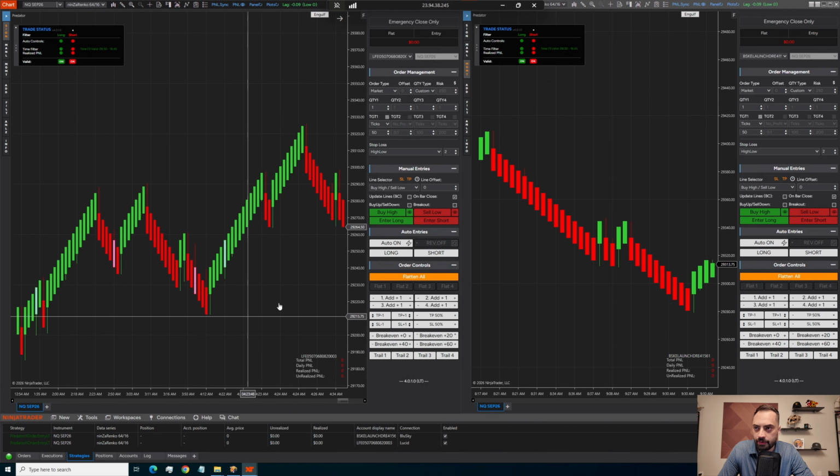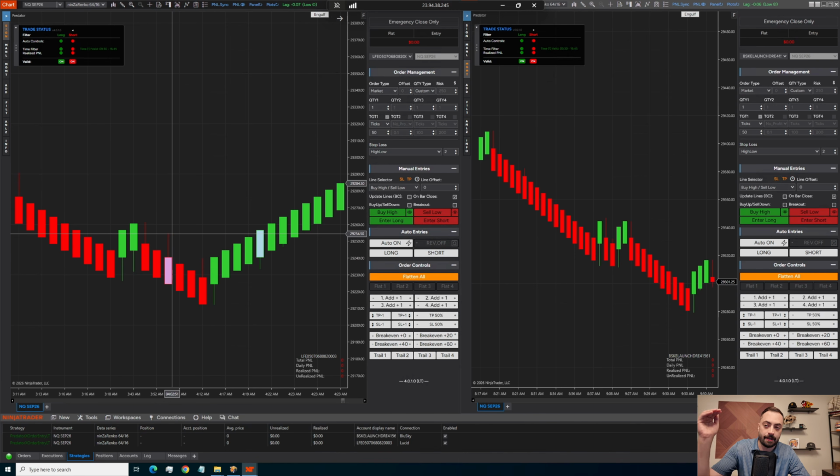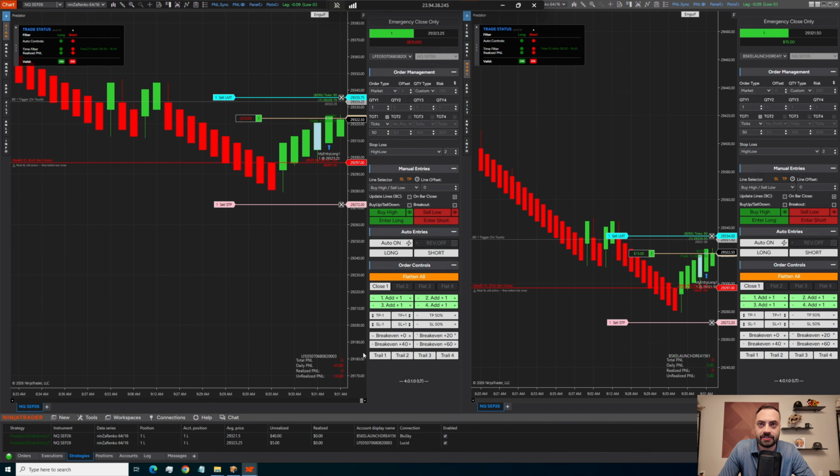Let me find one here. And for the short, we're looking for some red candles to form. And we want our pullback to go 6 ticks above the previous bar's high, but we want it to close back down. That's it. That's our simple pullback strategy.